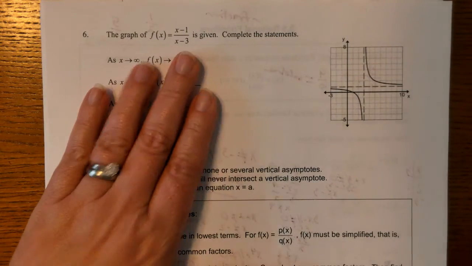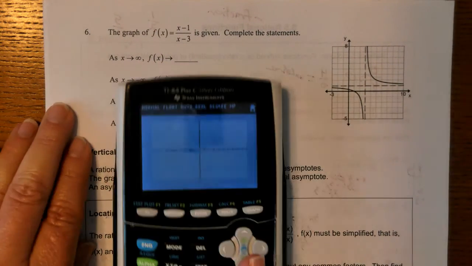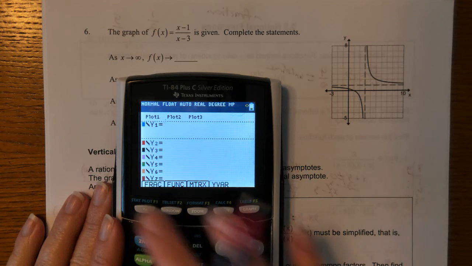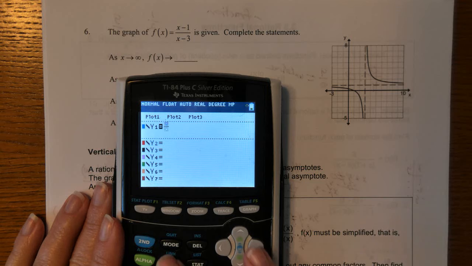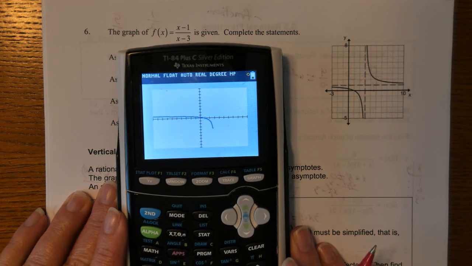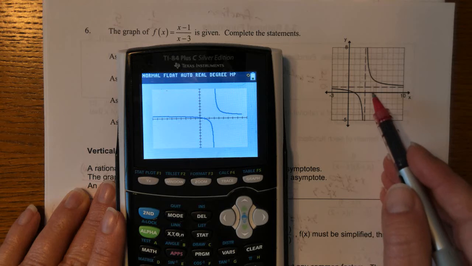Number 6, they've given us the graph. And believe it or not, this is a good graph. You know, I don't even have to type it in, but I will just to show you that that's really what the graph looks like. X minus 1 is on top, and x minus 3 is on the bottom. And when I look at my graph, sure enough, it does look like this picture over here.